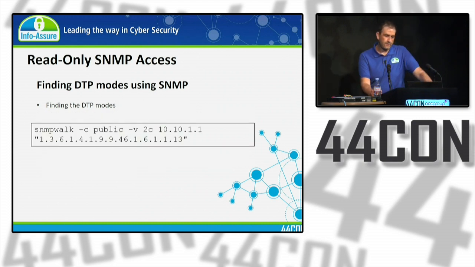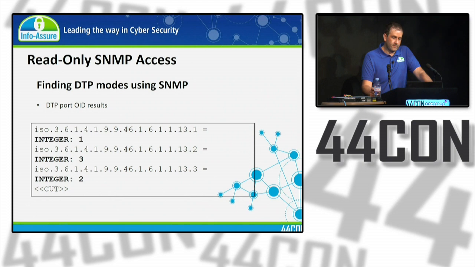So using the following SNMP OID, you can extract all the DTP modes. It's a very simple query. It works on any VLAN, again. The OIDs on the Cisco boxes, I don't know why, but they don't all respond unless you're in the native VLAN. This one does, which is handy.